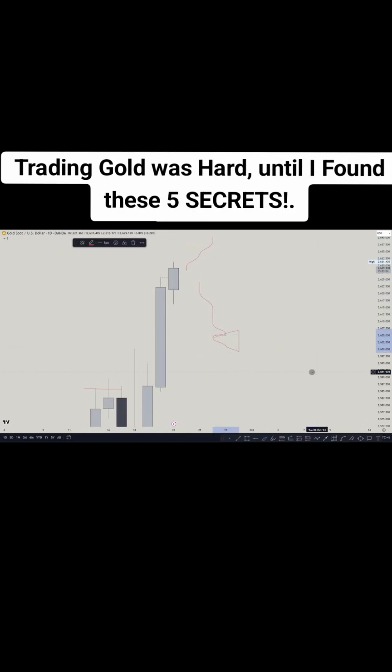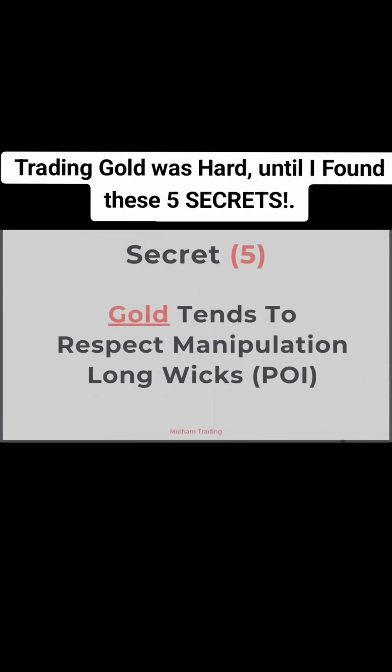It just tells you that there is some weakness and strength in the market at that specific level and specific time. The last secret, number 5: gold tends to respect manipulation long wicks, and they can be considered as a POI to enter from and expect them to be filled. Now, what does manipulation long wicks mean? So it's not just any wick, it's a manipulation wick, and that's what we're going to be covering on the next slide.